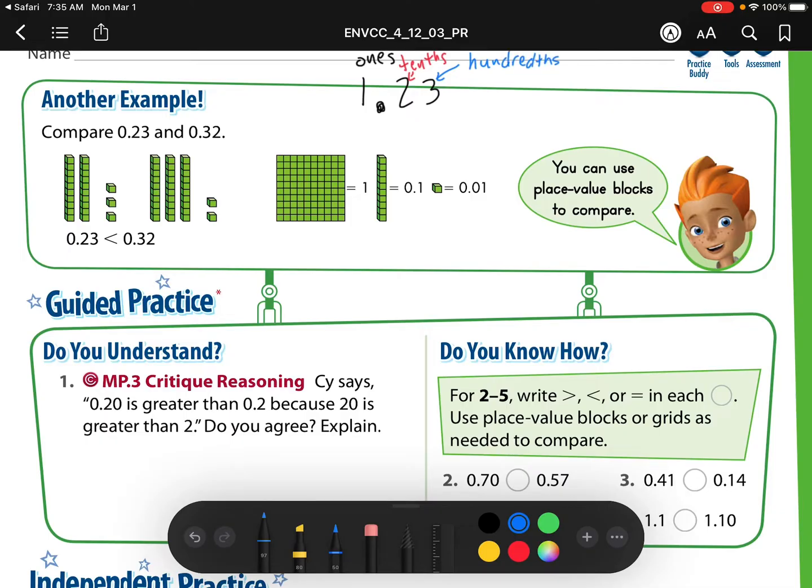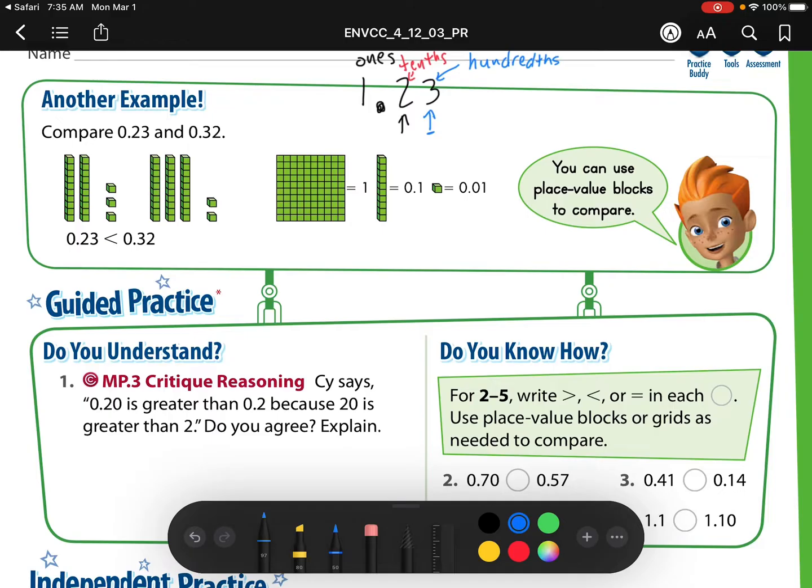And remember, it's called tenths because we need 10 of these guys to equal one whole, and it's called hundredths because we need 100 of these guys to equal one whole. Remember, you can think of it as dimes. You need 10 dimes to make $1. And for the hundredths, you could think of it as pennies. You need 100 pennies to equal $1.